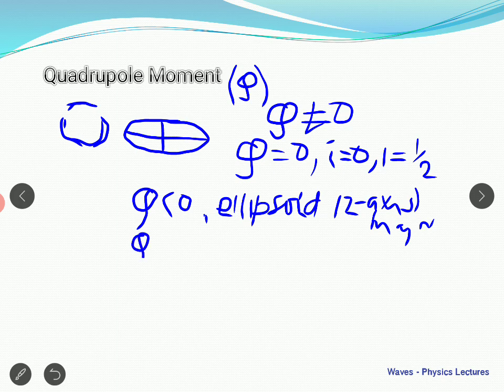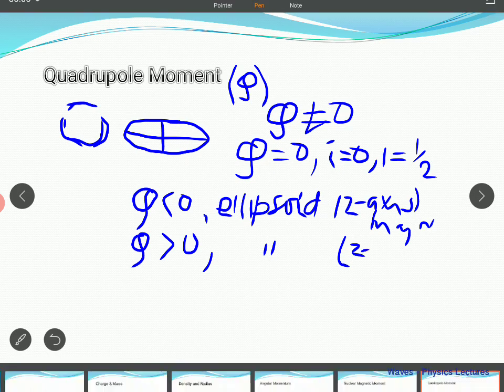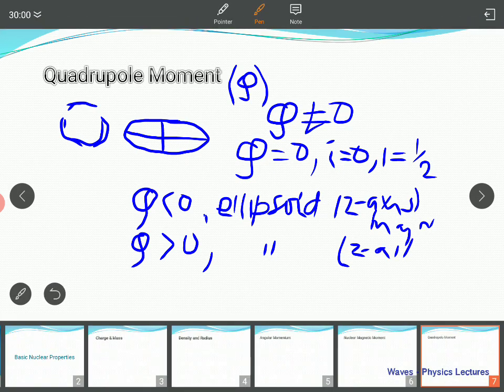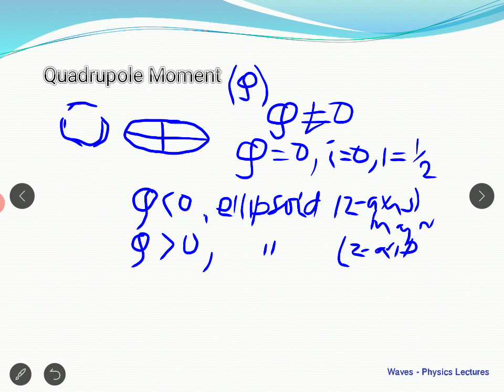Now, on the other hand, if Q is greater than 0, its shape will definitely be an ellipsoid again, but the minor axis will be along the z axis. We are considering a 3D diagram here. So the z axis will be nothing but the minor axis now. Maybe this is important for your entrance exam, if they ask you what happens for Q less than 0 and Q greater than 0, and how the shape of the nuclei depends on the quadrupole moment.